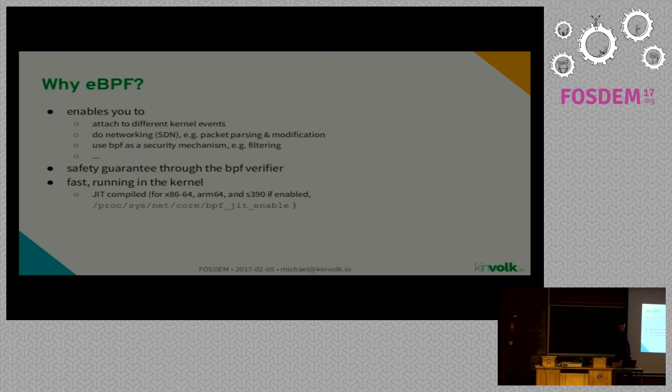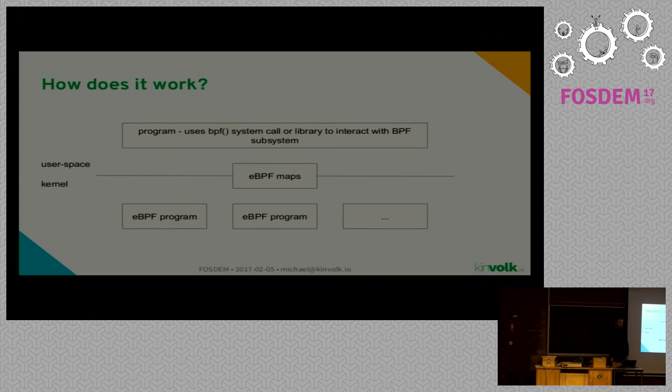So from a high-level perspective, it looks like this. In user space, you have your program, and from there you use the BPF syscall or some library which makes your life easier to interact with the Linux kernel and load your program or your programs. You can have many of them. Those live in kernel space, of course. And then you have eBPF maps to share data between eBPF programs and to share data between the eBPF program in kernel space and your program running in user space.